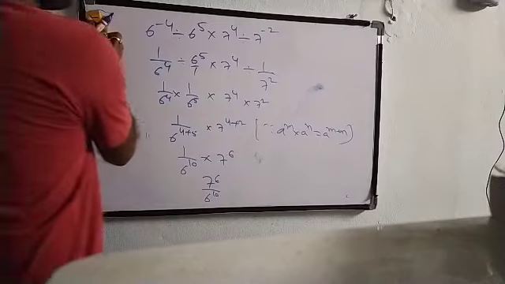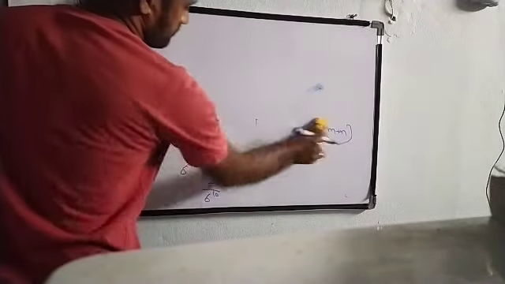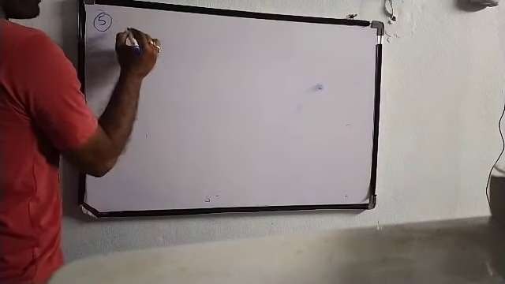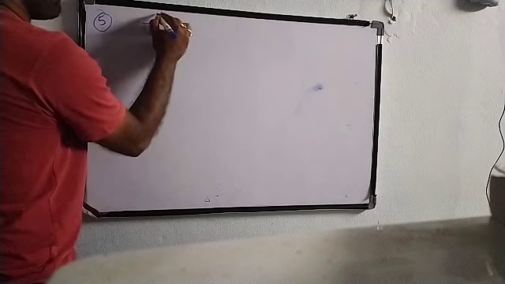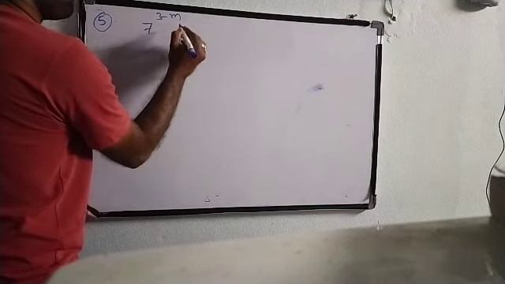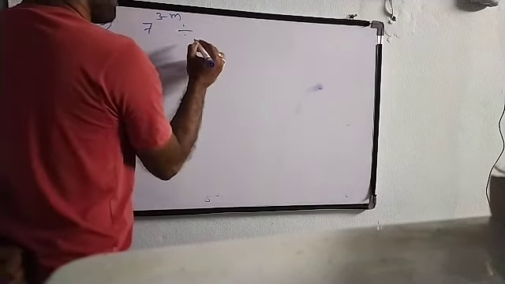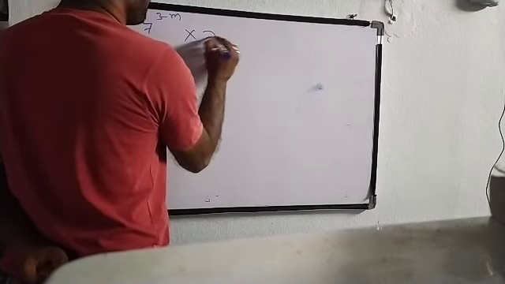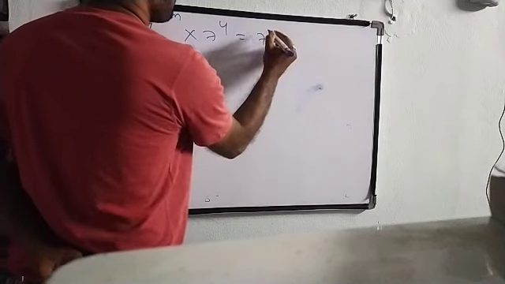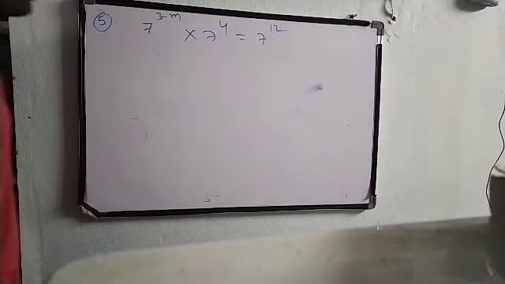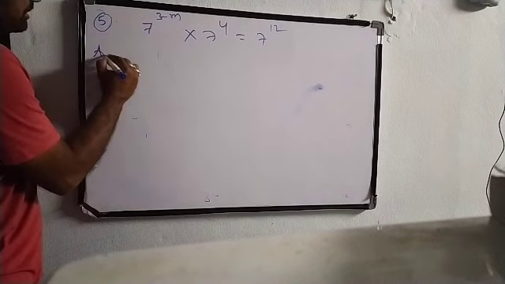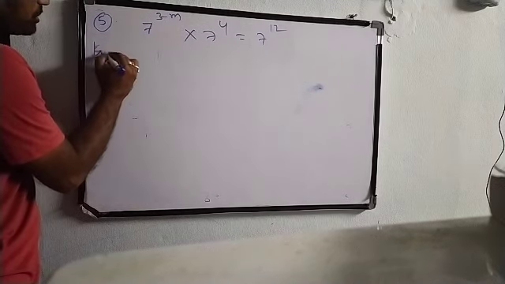Now let us take another question. Fifth question. 7 power 3 minus m, into 7 power 4 is equal to 7 power 12. So find out the m value. So make sure that whenever this type of question is given, let us take the solution.